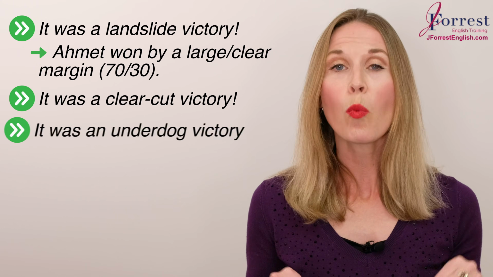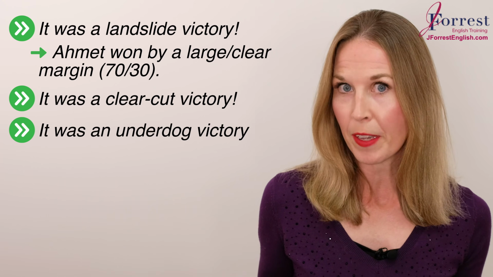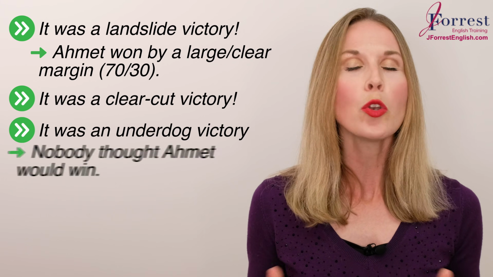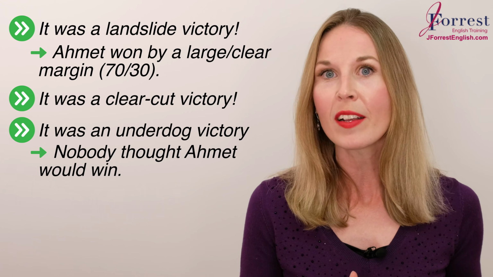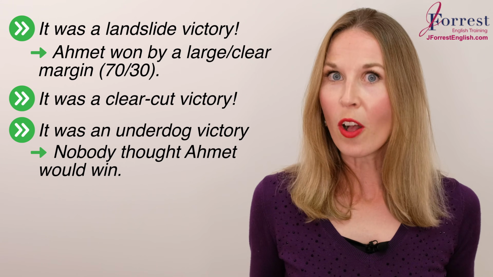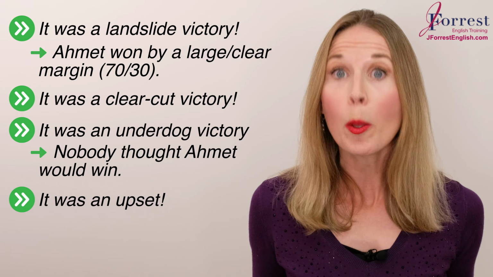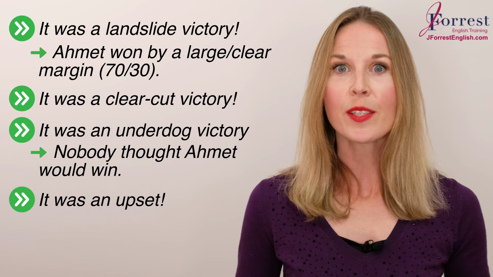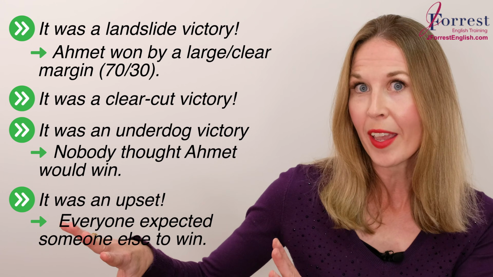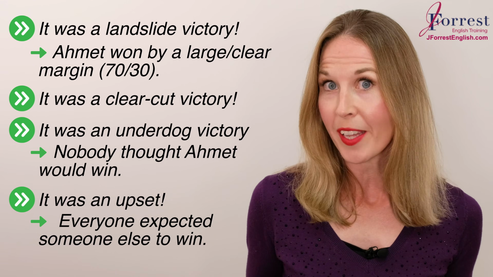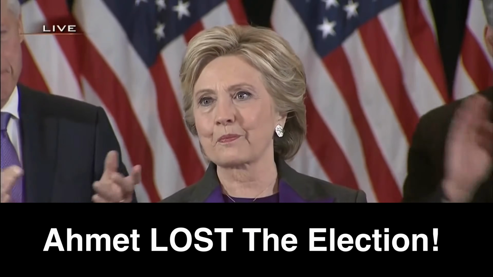You could say it was an underdog victory. This means that nobody expected Ahmet to win. He was the underdog. You could also say it was an upset. An upset. This means that everyone expected someone else to win. It was an upset. But now let's say that Ahmet lost the election.